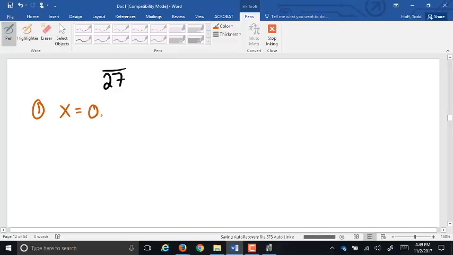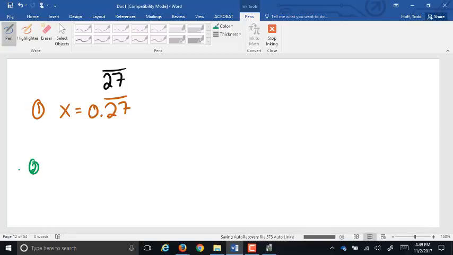Yeah, x equals 0.27 repeating. What's our second step? Well, it's not times 10. How many digits repeat here? There's 2 digits to repeat. So it's going to be times 100. You had the right idea.